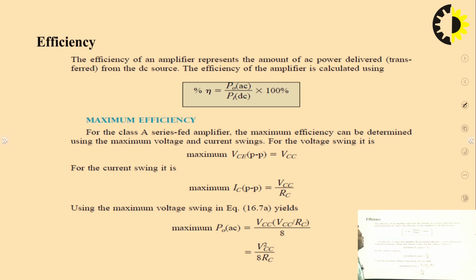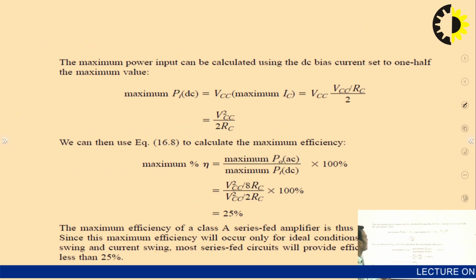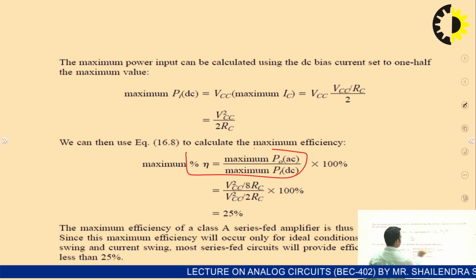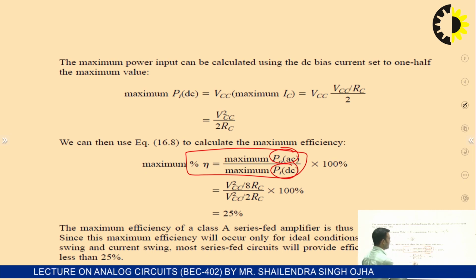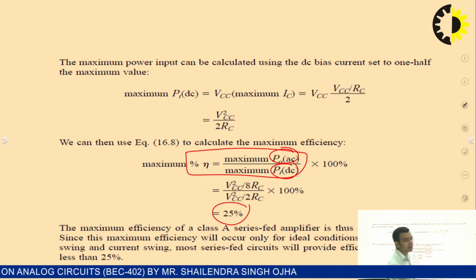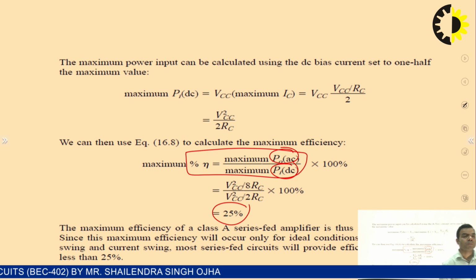And the output power upon input power is the efficiency of the device. So in this case, input power and output power can be easily calculated, and output power is the VCC square upon 8 RC, and input power is VCC square upon 2 RC. So if we will put into this relation of maximum output power upon maximum input power, then we will get that it is 25%. So series fed class A power amplifier will provide you maximum efficiency of 25%.